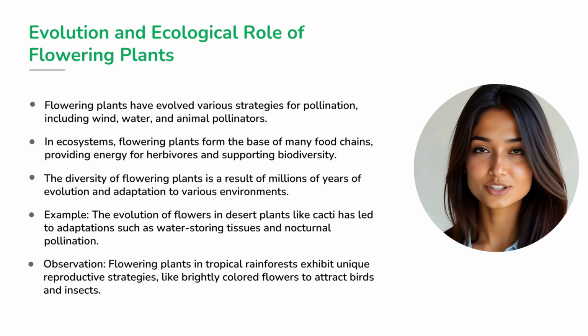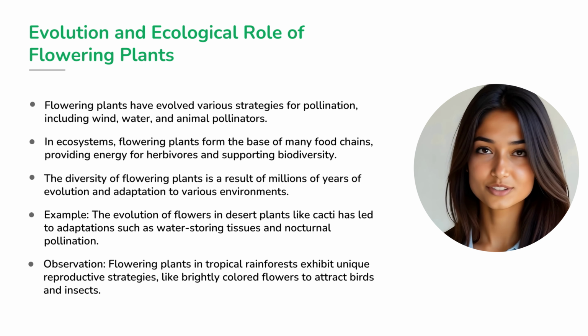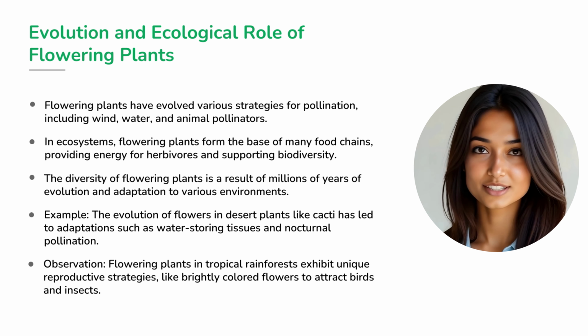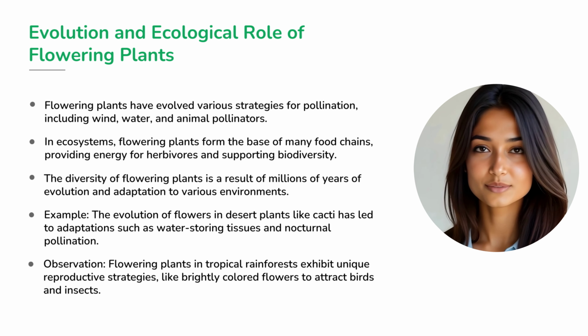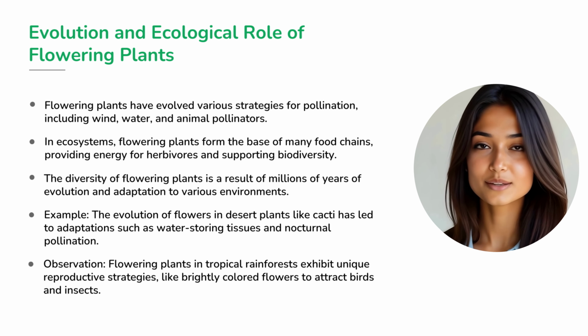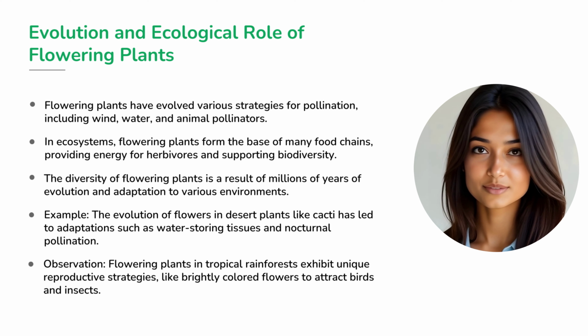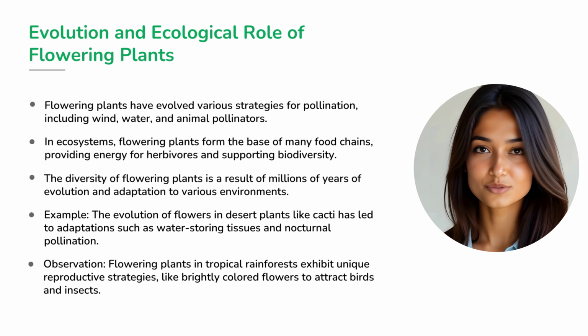This helps ensure that plants can reproduce and spread across different environments. In ecosystems, flowering plants play an essential role in the food chain. They provide energy for herbivores, which in turn are food for carnivores. It's an intricate web of life, and flowering plants are at the center of it all.